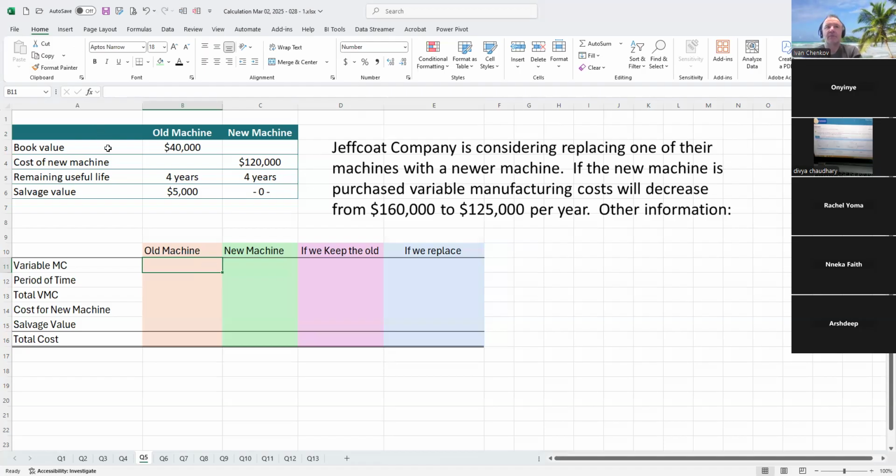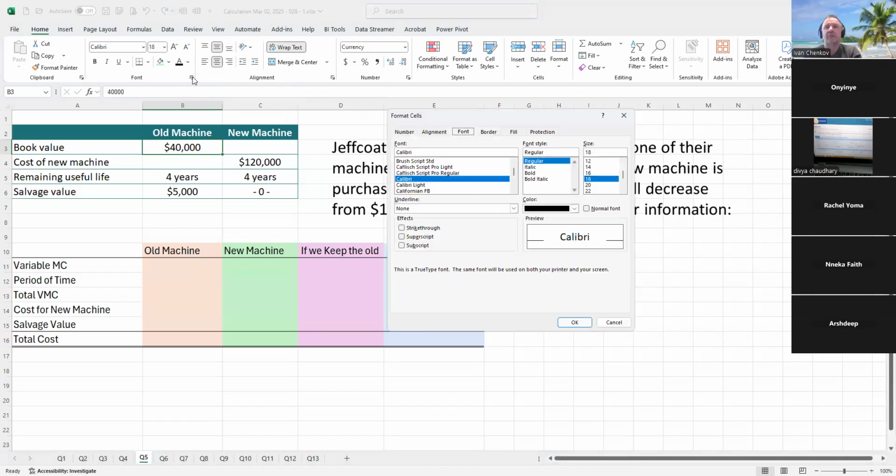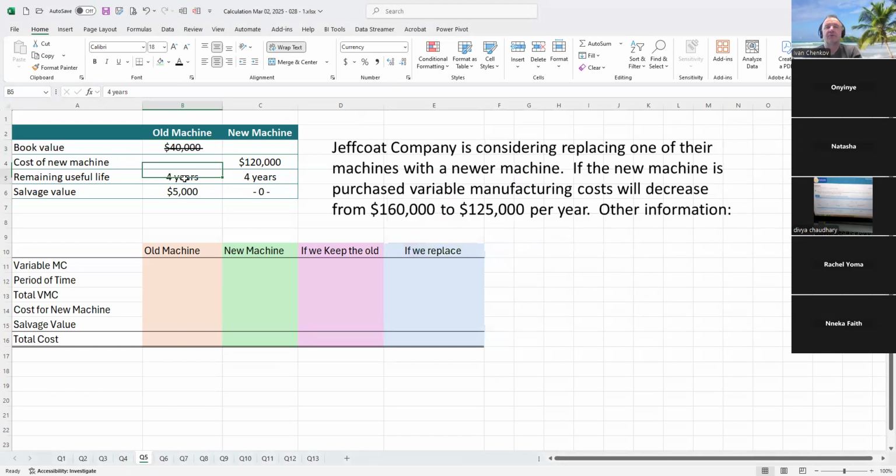We said the book value, that's irrelevant. So we're not going to consider this one at all. Make sense? Yes, it does. Okay. We're going to strike it out like this. Those 40,000, strike it out, because it's a sunk cost. Forget about it. Now, how much is my variable manufacturing cost? If I keep the old machine, how much do I have to pay?